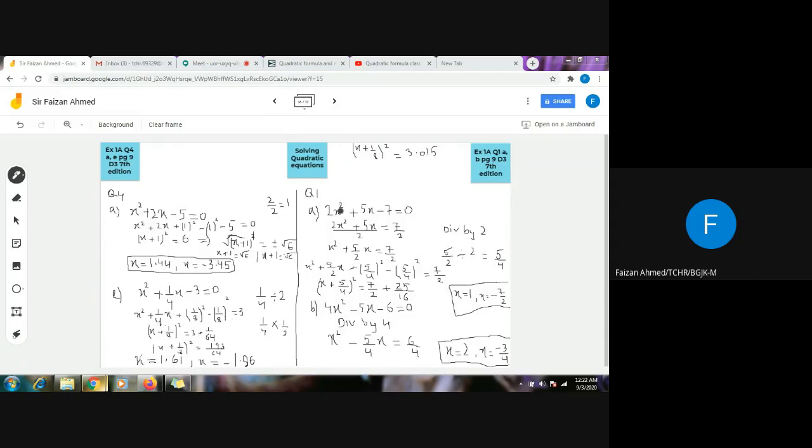The question is, we have 2x square plus 5x minus 7 equals 0. We can clearly see that the coefficient of x square is not 1. Here the coefficient is 2. So we cannot apply the method directly. We have to add one more step over here. And the step is that we have to make this coefficient 1, so that we can apply this method easily.